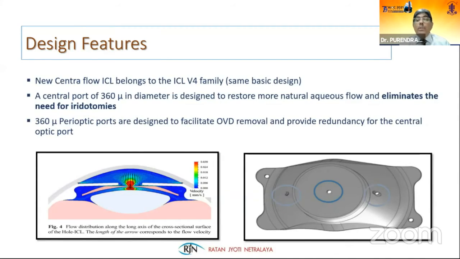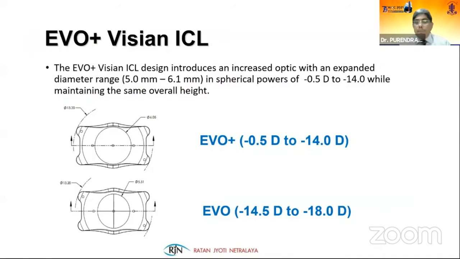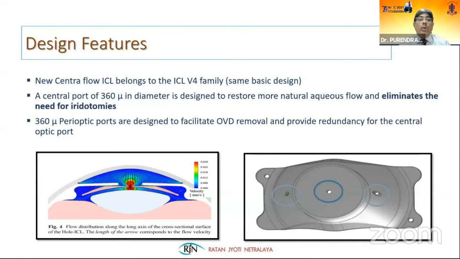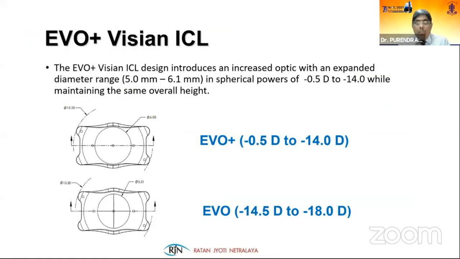And there are two openings on either side around the optic, which provide redundancy for the central optic port in case the central optic port gets occluded. So there is a chance for fluid to go through it, and it helps in removal of the viscoelastic during the procedure. This is the greatest advantage of it. We don't require any viscoelastic material.